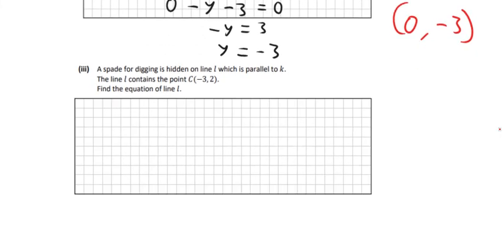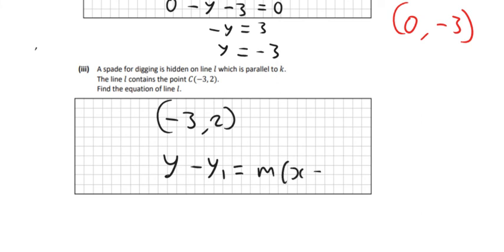So a spade for digging is hidden on the line L, which is parallel to k. The line L contains the point (minus 3, 2). So we're going to find the equation of the line, using y minus y1 equals m by x minus x1. That's the equation of the line formula. That's going to be your x1 and that's going to be your y1, because that point is on the line. The problem is the m, so we don't know what the slope is.